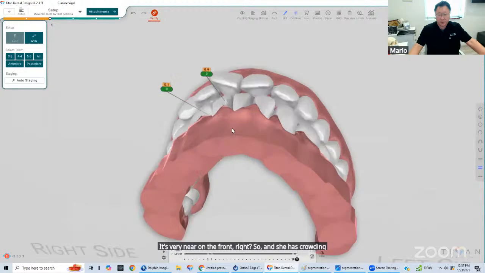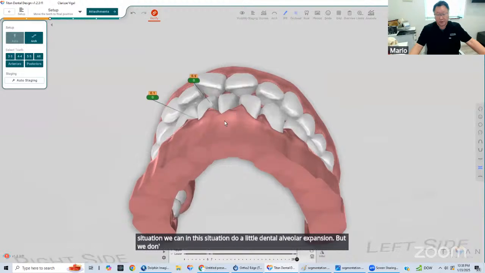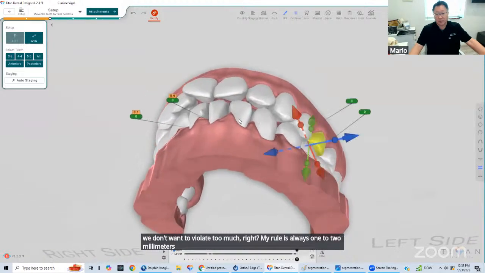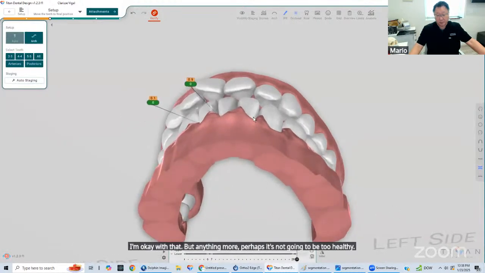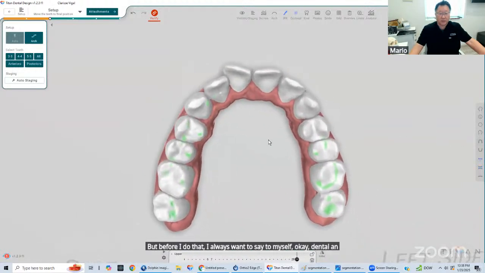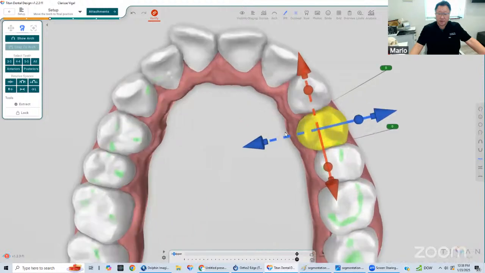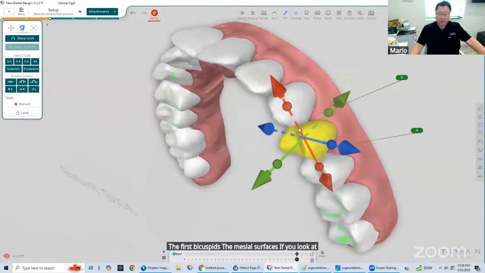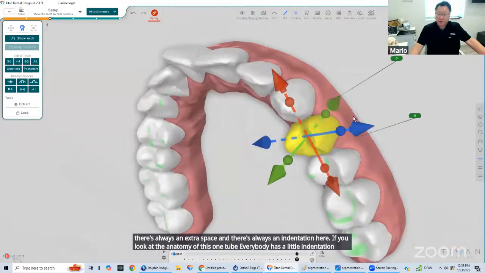So in this situation, we can do a little dental alveolar expansion, but we don't want to violate too much, right? And my rule is always 1 to 2 millimeters. I'm okay with that, but anything more, perhaps it's not going to be too healthy. But before I do that, I always say to myself, dental anatomy 101, right? The first bicuspids, the mesial surfaces, if you look at the first bicuspid roots, there's always an extra space and there's always an indentation here. Everybody has a little indentation here, right? So you can really take advantage of that.